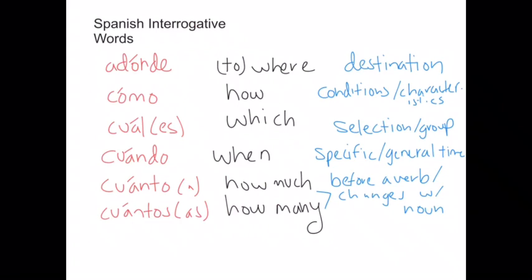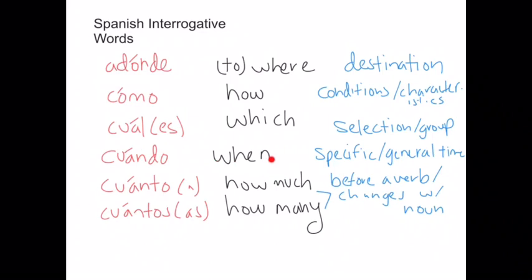So what are these words? Here's our list. We have adónde, which means to where. We're talking about a destination. Cómo, or how. Here we're talking about conditions, characteristics potentially. Cuál, or cuáles. Remember, this could be plural. Which, we're selecting from a group.